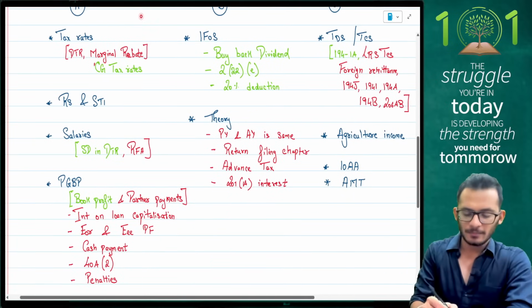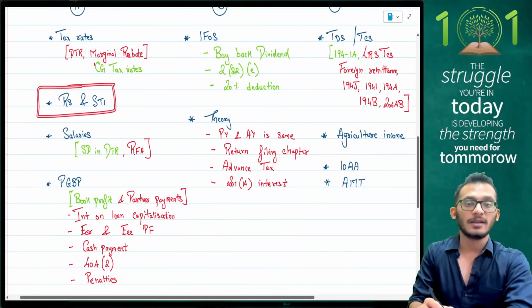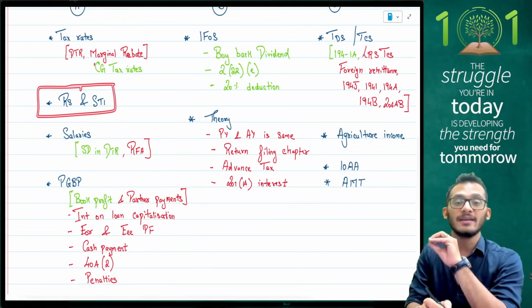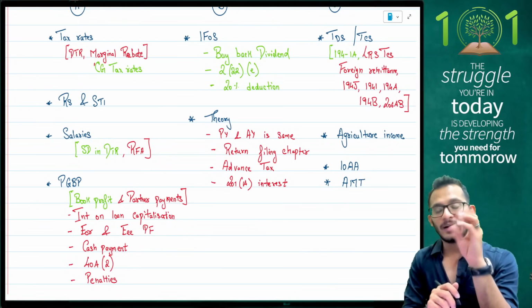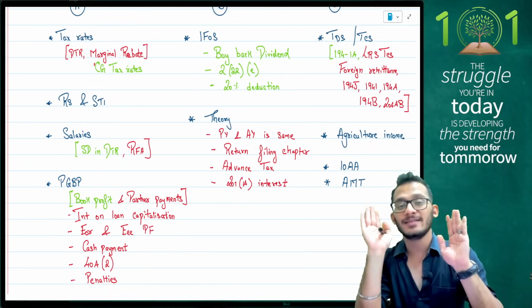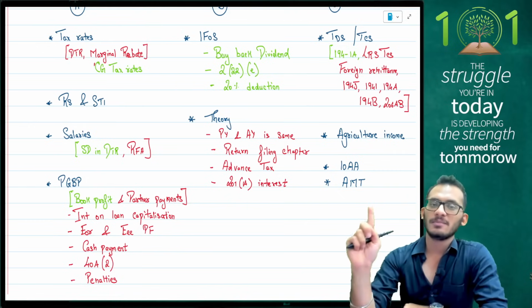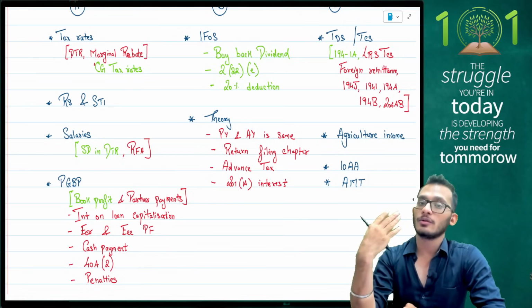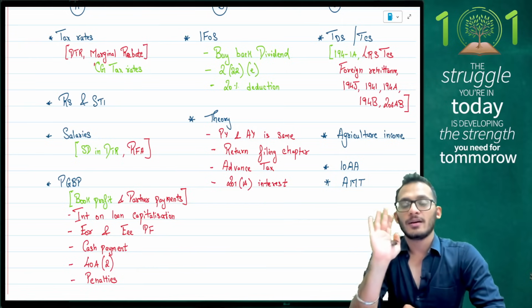Chapter number 2 is residential status and scope of total income, which I personally say should never be skipped. Question number 2, part A, should be one question which you should always keep as a backup for yourself. If question number 3 takes a lot of time or you don't know the answer to it, question 2A is going to come to your rescue.